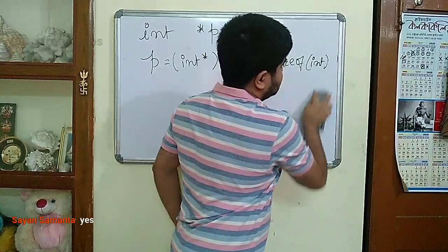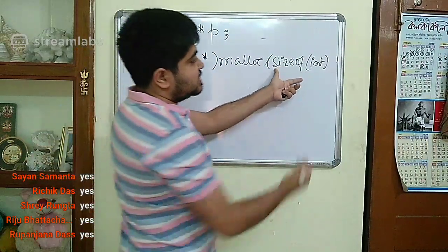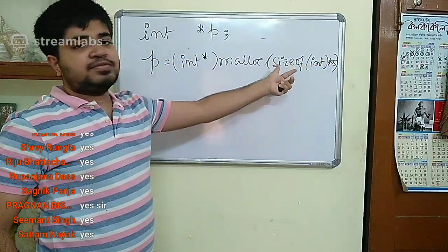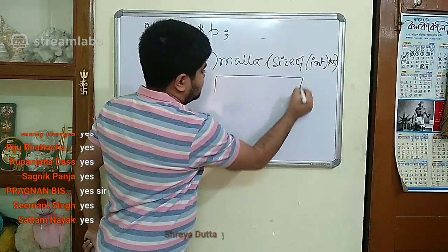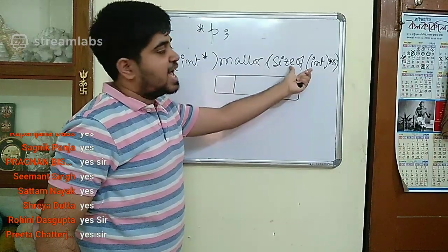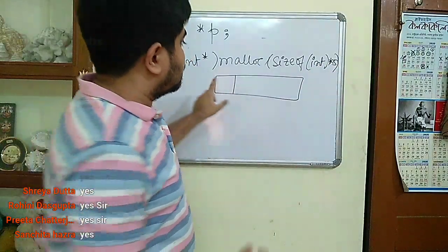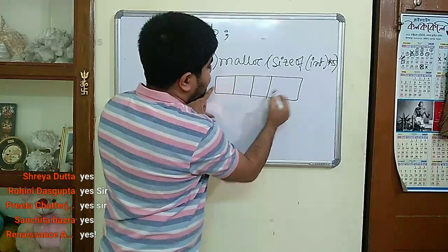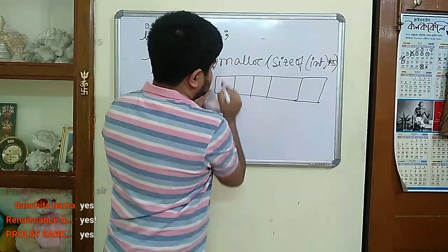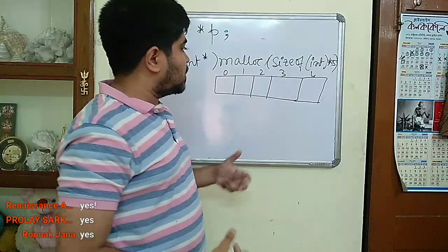Over here, simply size of int is there. If I multiply a 5 with this, what will happen is every location is of size of int, and how many such locations are required? 5 such locations are required. So I allocate 5 such locations of size of int. So 1, 2, 3, 4, and we have 5. So this is 0, 1, 2, 3, 4. Obviously the memory will be contiguous, one after another.